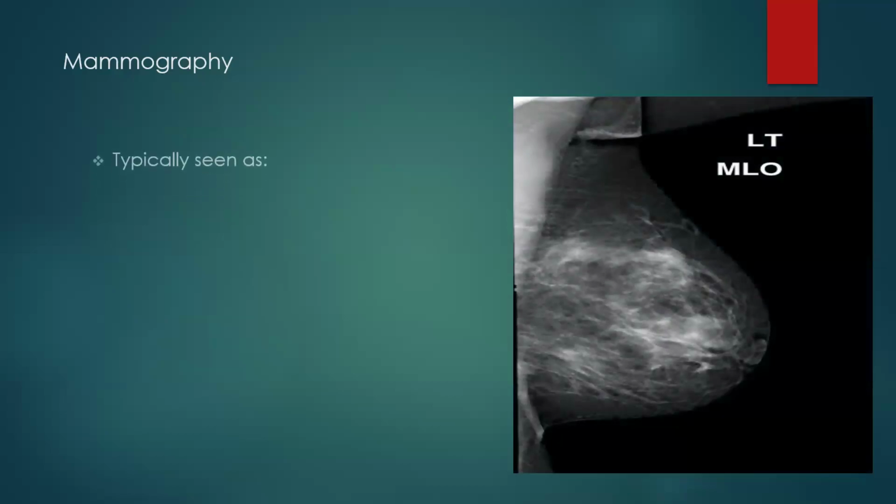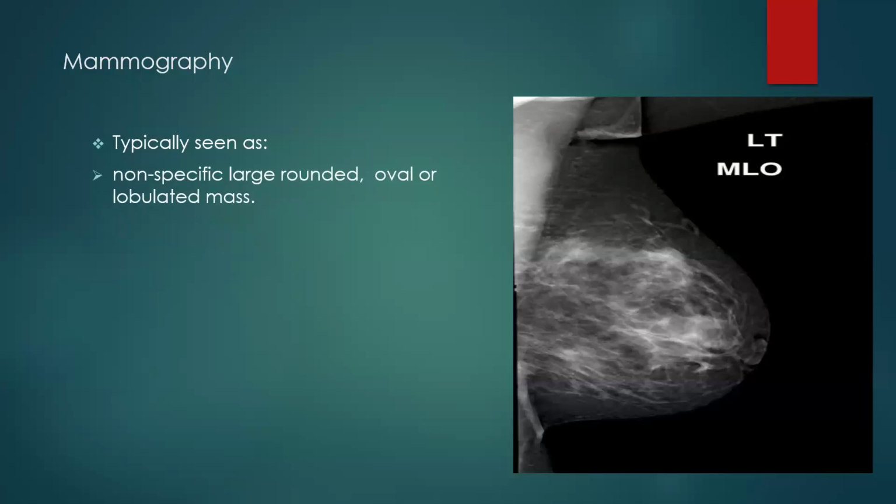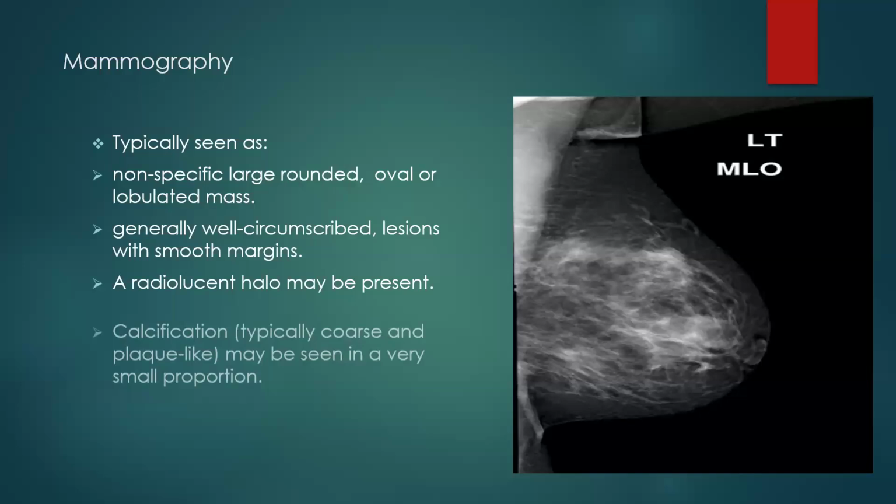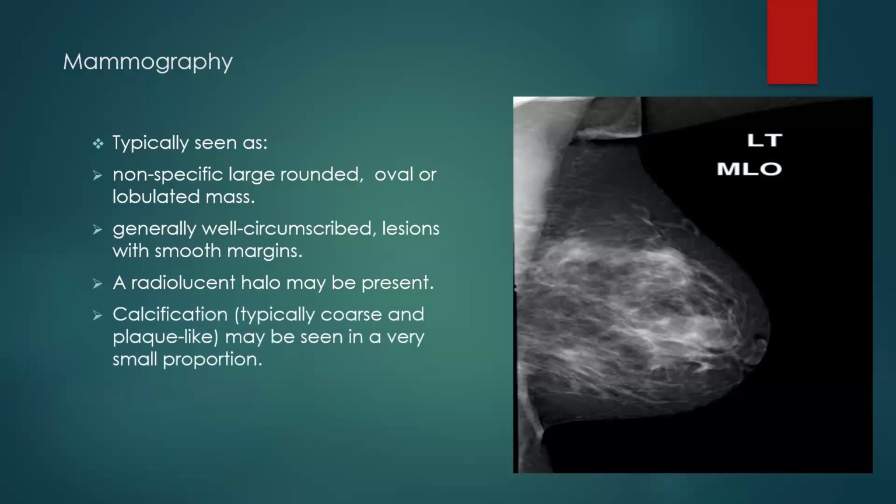In mammography, phyllodes tumors are typically seen as non-specific, large, rounded or oval lobulated masses. They are generally well-circumscribed lesions with smooth margins. They sometimes have a radiolucent halo. Calcification, typically coarse and flake-like, may be seen in a very small proportion of patients.